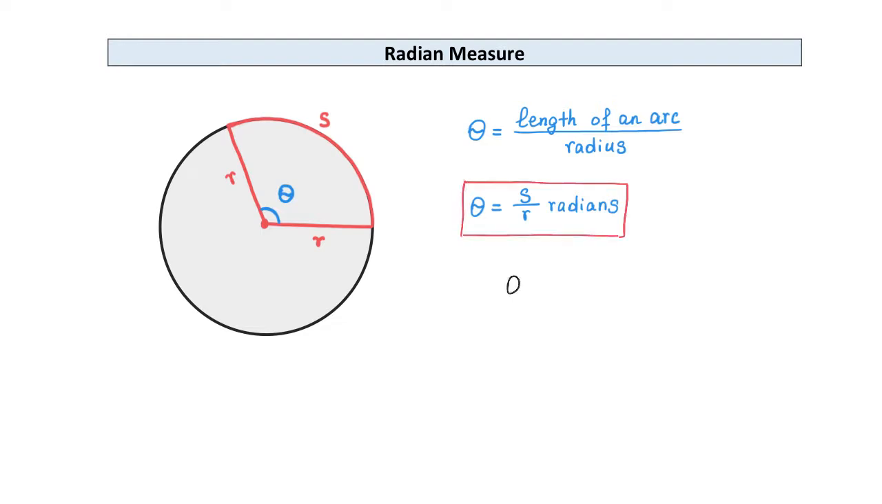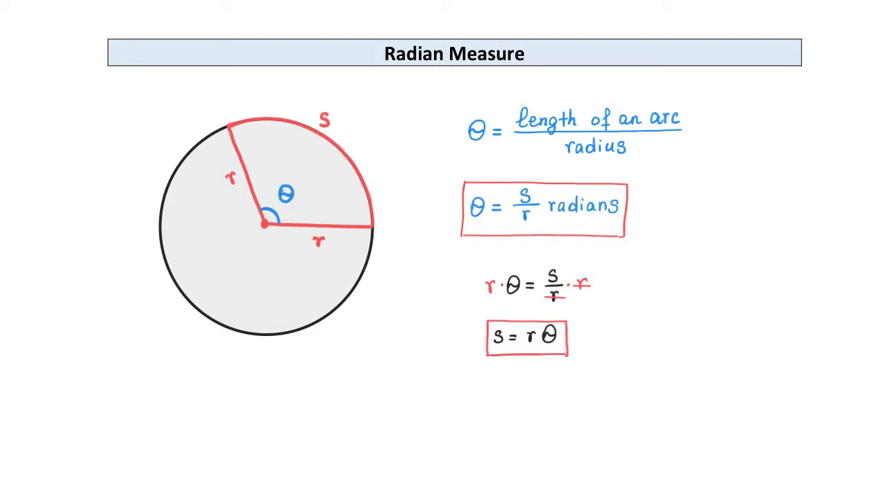Now let's rewrite this formula, theta equals s divided by r, and let's multiply both sides by r. So we will multiply the left side by r and the right side by r. On the right side, the r's will cancel. Then we can say that s equals r multiplied by theta. So to find the length of an arc, we have to multiply the radius by angle theta, and this angle has to be in radians. And one more time, angle theta has to be in radians and not in degrees.